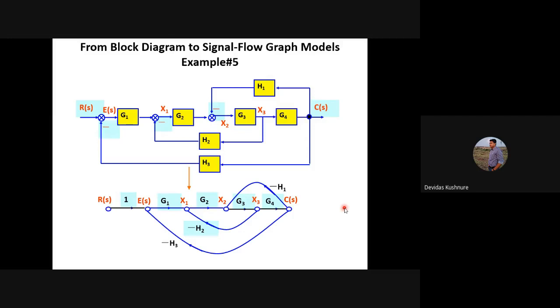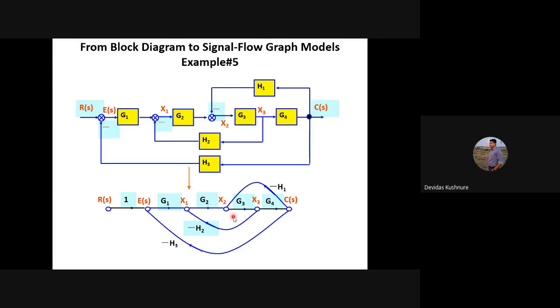Now you can see this is a simple signal flow graph, and we can now apply the same technique to find out the closed loop transfer function. So without using the block diagram rules, we can convert it into a signal flow graph, and we can easily represent its closed loop transfer function. Fine. So we can easily find it out.